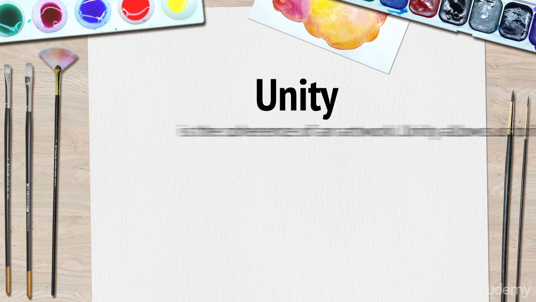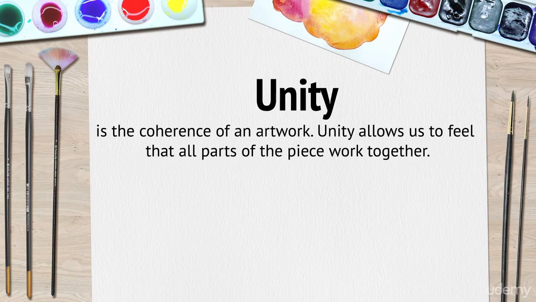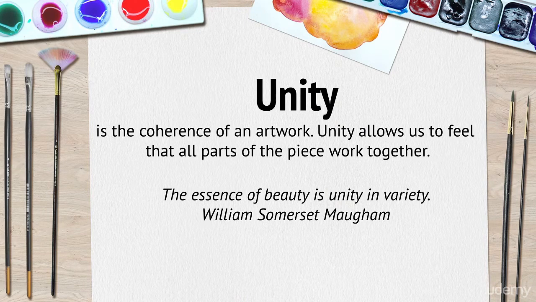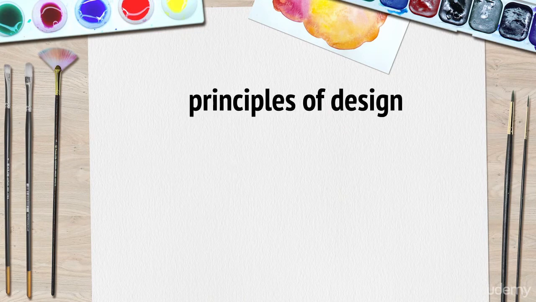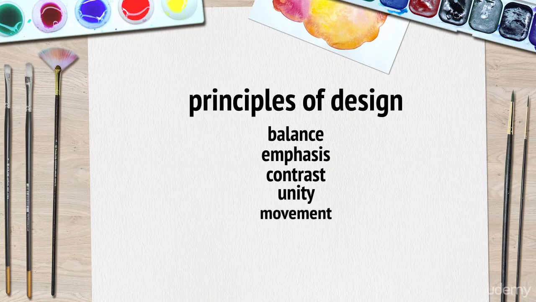Unity is the coherence of an artwork. Unity allows us to feel that all parts of the piece work together. The essence of beauty is unity in variety. William Somerset Maugham said that. In general, the principles of design refer to the ways in which artists organize the visual elements of art. Traditionally, they include balance, emphasis, contrast, unity, movement, and rhythm. Quite interesting, isn't it? Now, let's move on.